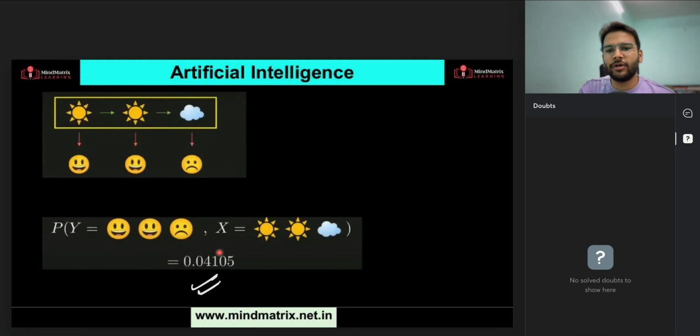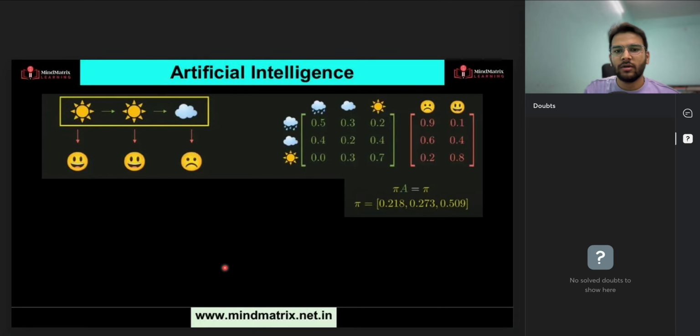So let's solve it also. Let's try to verify, because we want crystal clear understanding. Let's verify whether we are getting this value or not. Okay. So let's do it here. Carefully see this.